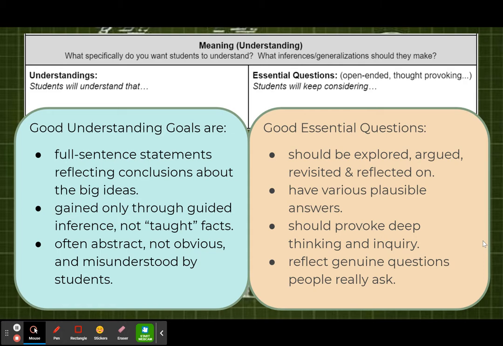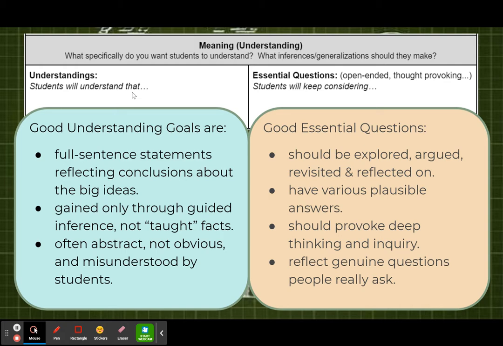So overall, let's go over some characteristics of good understanding goals and good essential questions. So good understanding goals, as you can see here in teal, are full sentence statements reflecting conclusions about the big ideas. That connects back to what I had said before, that if you say students will understand that, then it'll be that full sentence statement of what you want kids to understand. These understandings are gained only through guided inference, not taught facts. If you teach an understanding goal directly, then it ends up just being knowledge, not actual understanding.